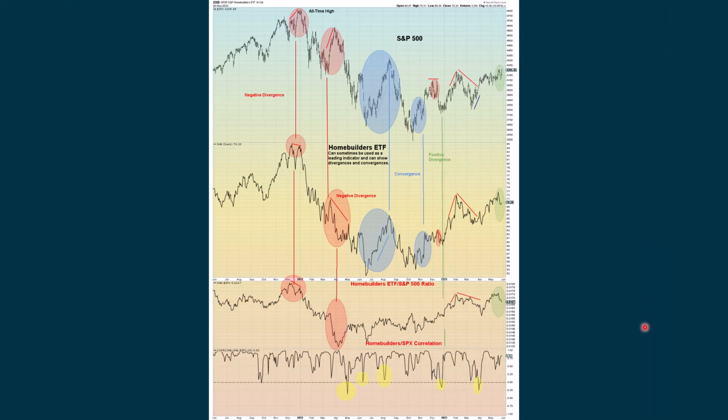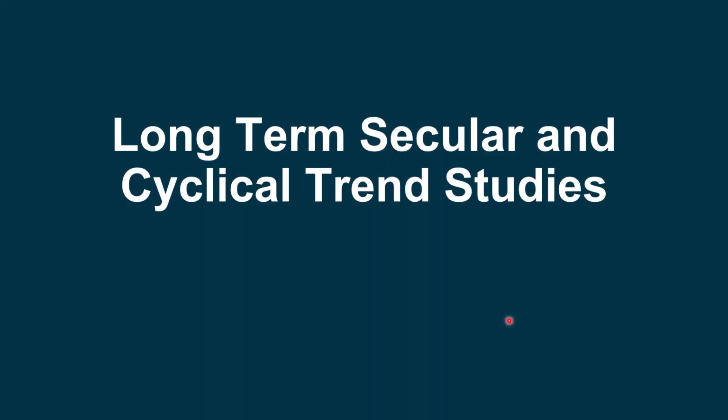Then we look at a housing study where we look at the home builders, where the S&P has been breaking out as of Friday. The home builders did a little bit better. The ratio is going down a little bit, and there's still a pretty strong correlation between the two. What we look for in this chart are some kind of divergences, either positive or negative, and we're not really seeing that right now. Then we look at secular, which means really long, and compare it with cyclical, which means not as long, trend studies.